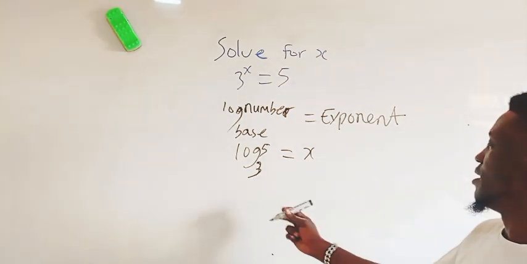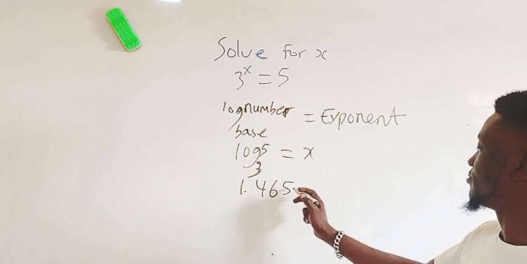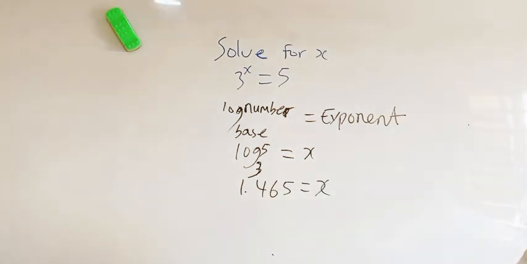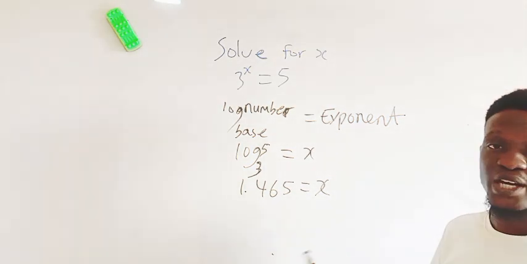Okay, you have 1.465, okay? So our x is what? 1.465. This is the answer to this simple exponential equation.